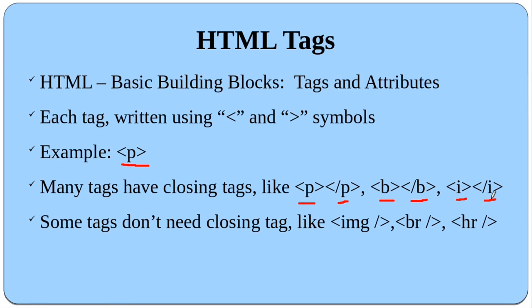Some tags don't need a closing tag. They are called empty tags or single tags. For example, the image tag img is written like this: less than symbol img / greater than symbol. Line break tag br, horizontal rule tag hr.